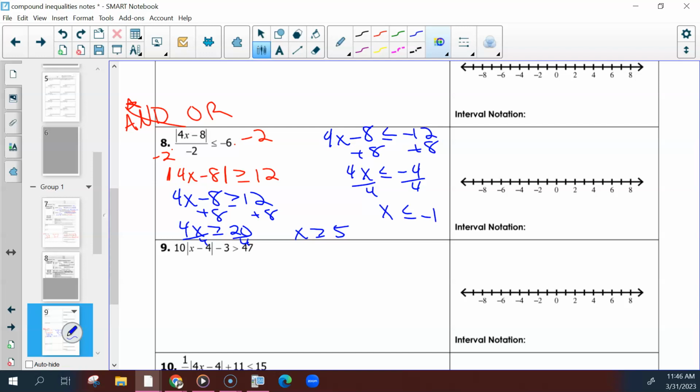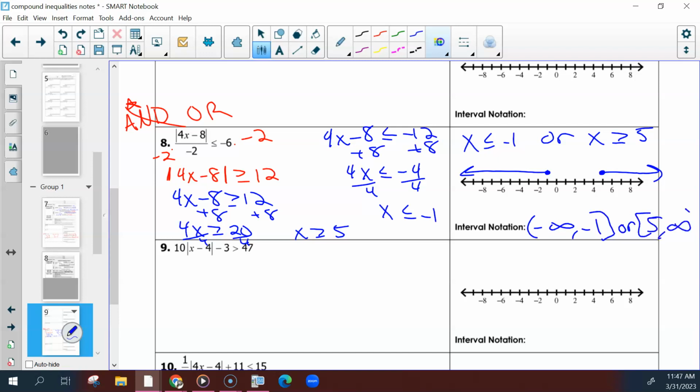So our or should be x is less than or equal to negative 1, or x is greater than or equal to 5. Closed circles for both, going in opposite directions. And then our interval notation would start at negative infinity, go to negative 1, bracket, or bracket 5, infinity. Questions on that one?